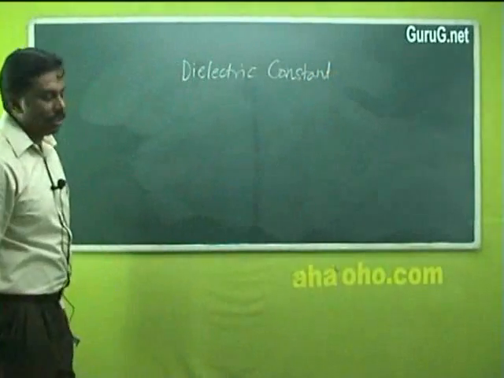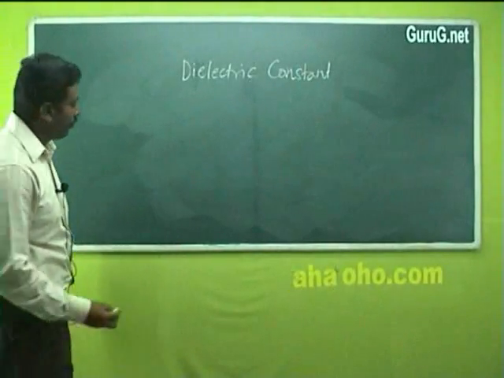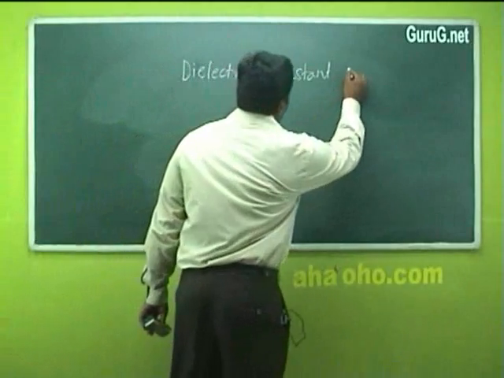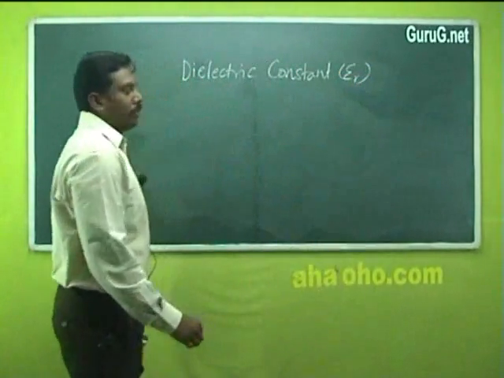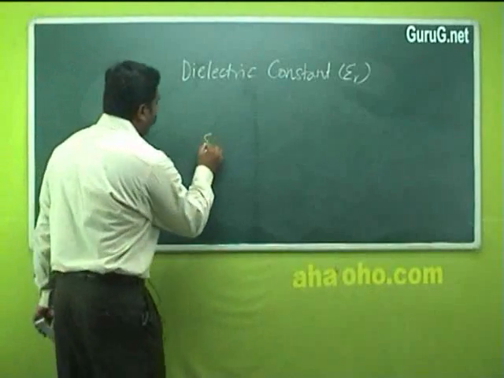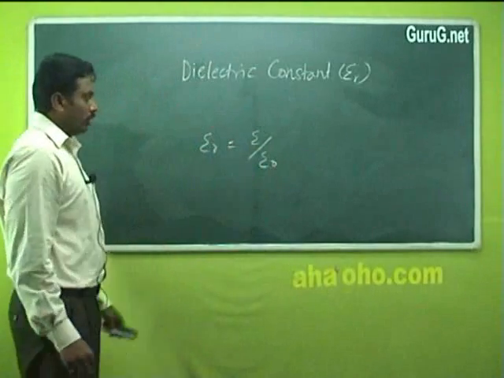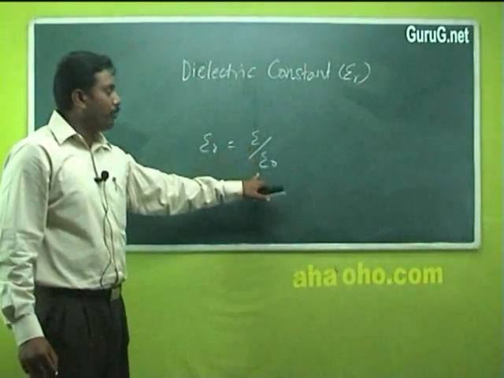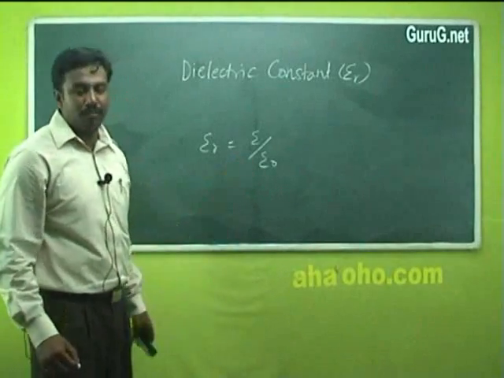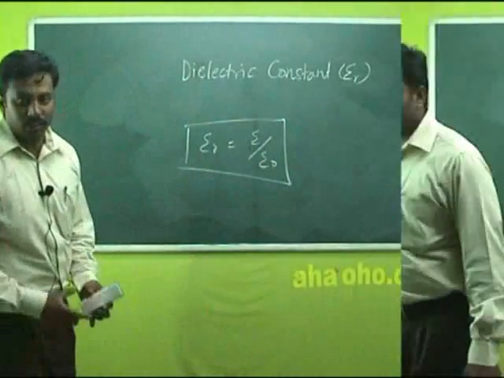Dielectric constant. It is the ratio between the absolute permittivity and the permittivity of free space. The dielectric constant is represented by epsilon r. Epsilon r is equal to epsilon by epsilon naught. So it is the ratio between the absolute permittivity epsilon and the permittivity of free space epsilon naught. This is called the dielectric constant.